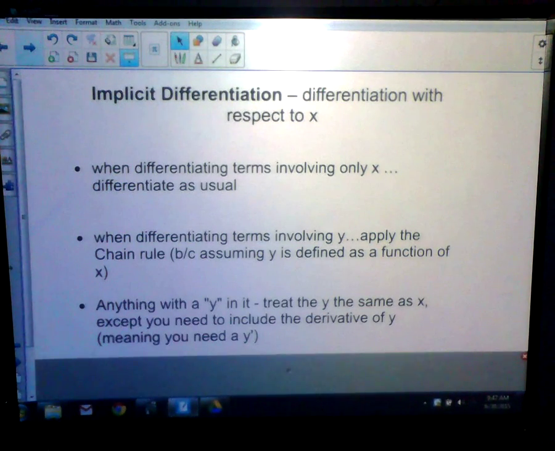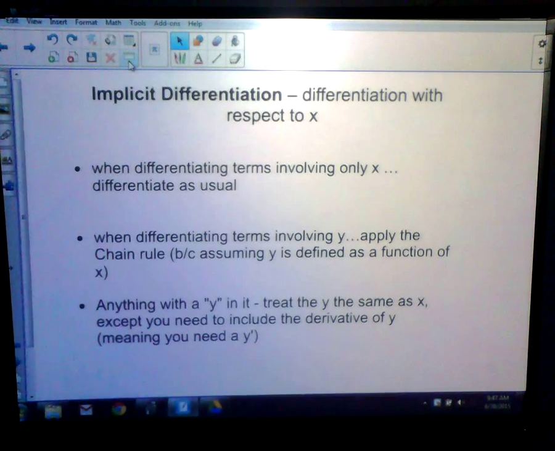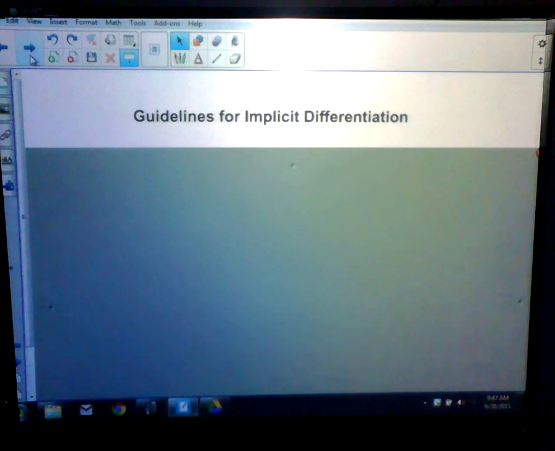Y prime. Anything that has a y with it, we're going to treat it the same as x, but we need to include a y prime with it. And that will make sense as we're doing the problems. So that's how you do implicit differentiation. Treat the x's the same, treat the y's like x's, but include a y prime. That's just taking the derivative, but then what do we do?